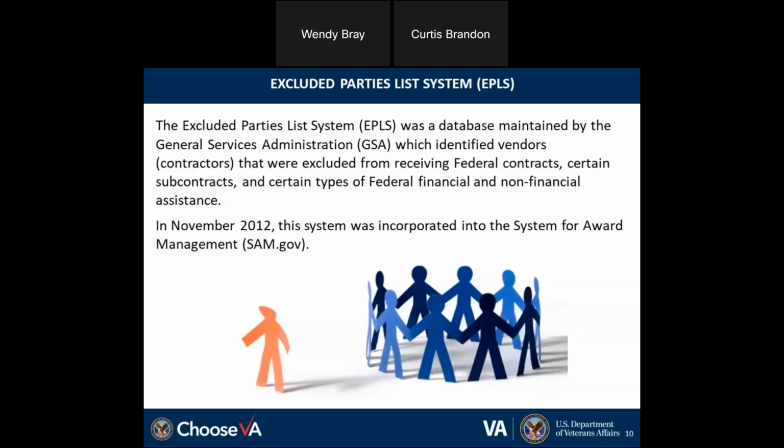The excluded parties list system was a database which identified vendors that were excluded from receiving federal contracts, certain subcontracts, and certain types of federal financial and non-financial assistance. This database has also been moved to SAM.gov, and businesses on this list are not awarded any type of government contract or subcontract. This is a database you want your business to remain off of.